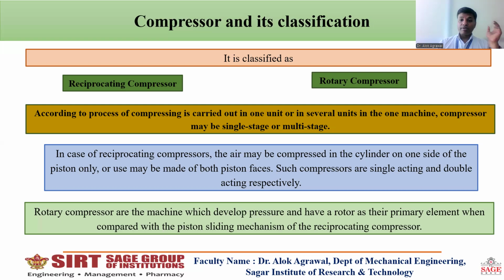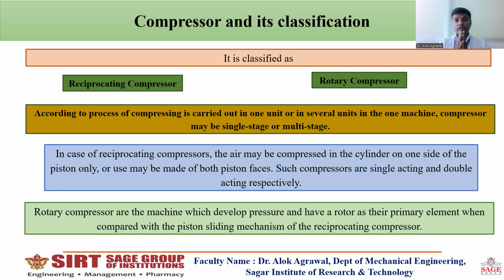In the case of a rotary compressor, there will be a primary element which is a rotating element. What is the function of the rotating element? To compress the air. There will be a transfer of energy between a rotating element and a flowing fluid. We call it a rotary compressor. The function of both compressors is to compress the air and deliver it at high pressure.